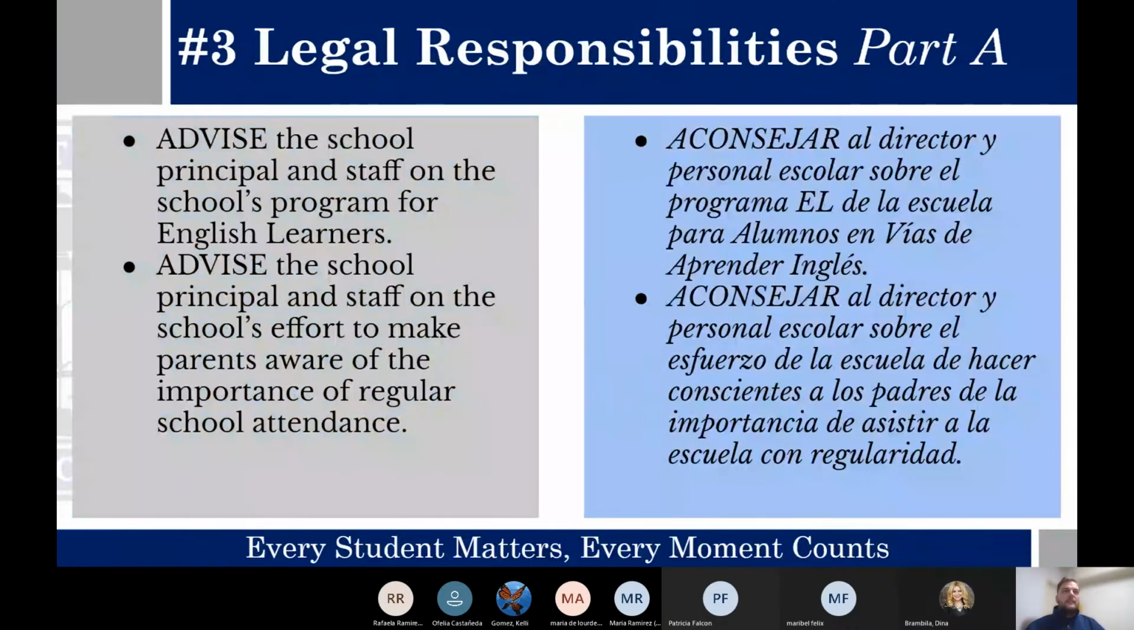All right, and so first, it's to advise the school principal and staff on the school's programs for English learners, and then also to advise the school principal and staff on the school's efforts to make parents aware of important regular school attendance. These are also legal requirements. So, otro requerimiento legal es aconsejar al director y personal escolar sobre el programa de aprendiz de inglés de la escuela para los alumnos en las vías de aprender inglés. También aconsejar al director y personal escolar sobre el esfuerzo de la escuela de hacer conciencia a los padres de la importancia de asistir a la escuela con regularidad.